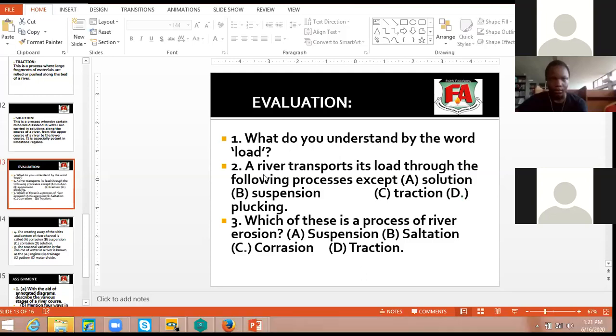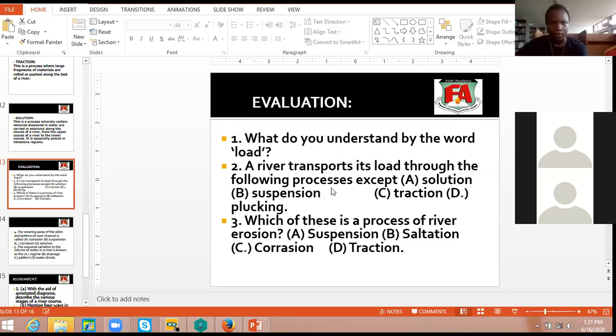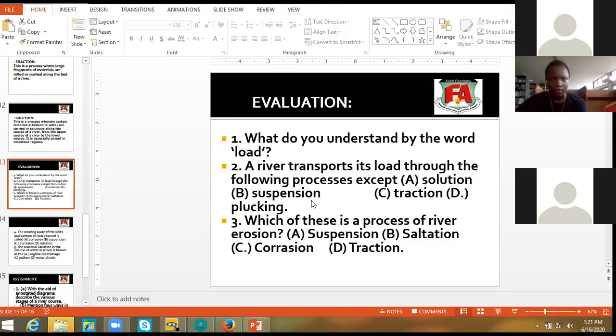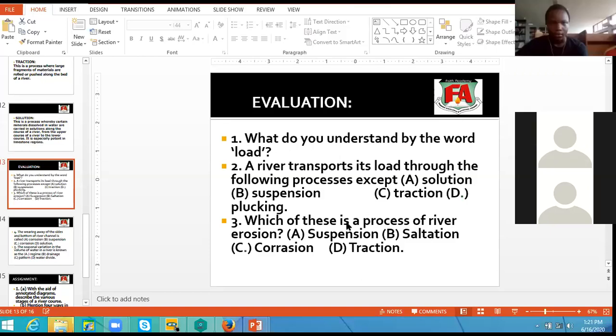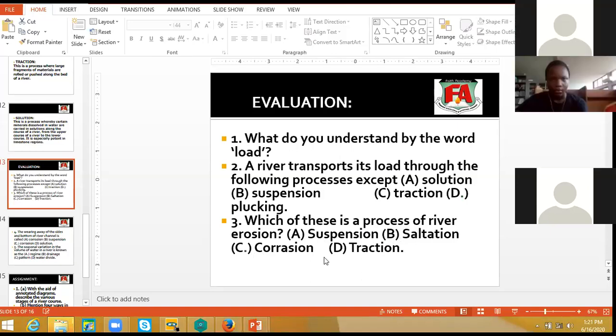A river transports its load through the following processes: A, solution. B, suspension. C, traction. D, blocking. Very good, except blocking. Now, number 2. Which of these is a process of river erosion? A, suspension. B, siltation. C, corrosion. D, traction. Very good. The answer is corrosion.